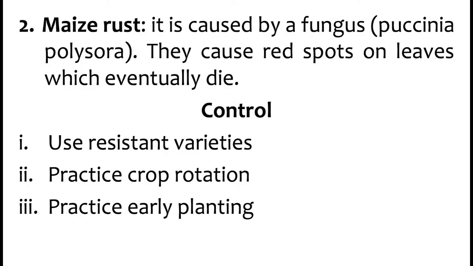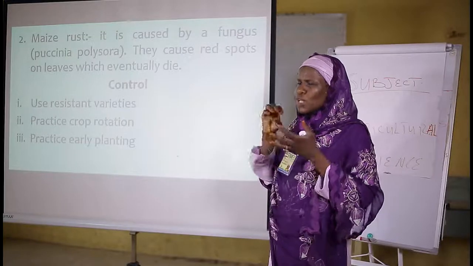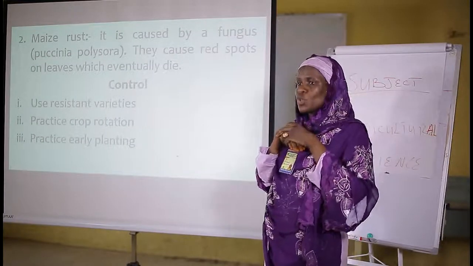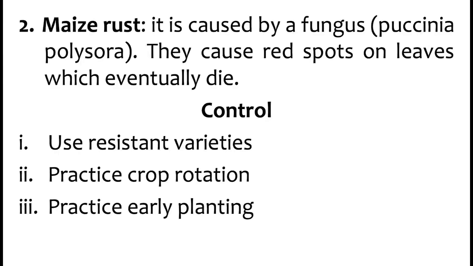Number two is maize rust. Maize rust is another disease of maize. It is caused by a fungus known as Puccinia polysora. It causes red spots on leaves, which eventually die. When you observe, you see red spots on the leaves of your maize, and eventually these leaves or the plant will die. How do you control this maize rust? You control it by the use of resistant varieties. Secondly, practicing crop rotation. Thirdly, practice early planting.